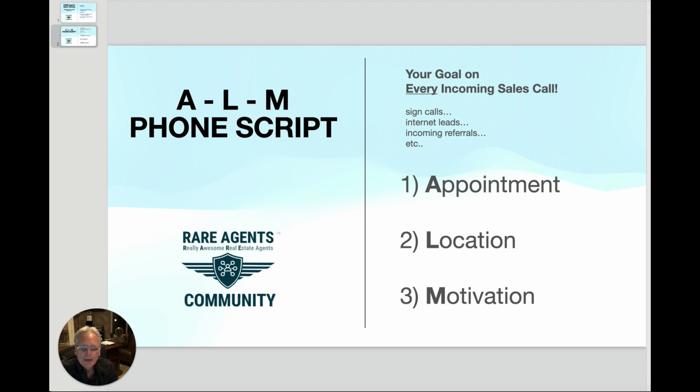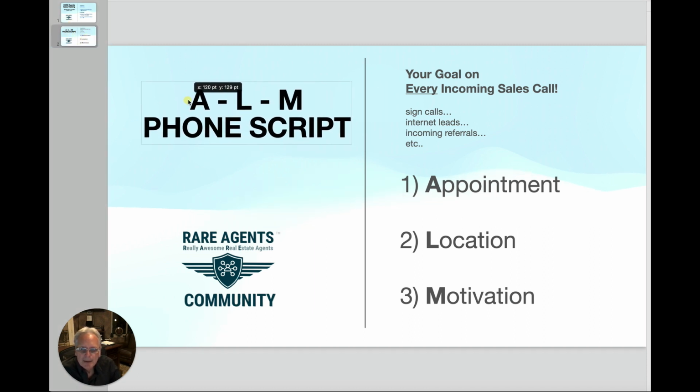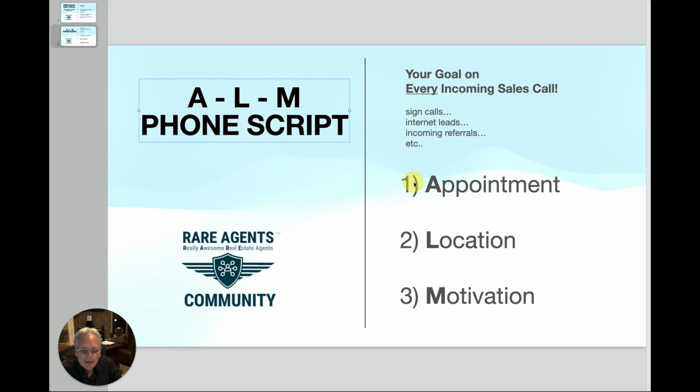And my point in all of this is that the ALM method, the ALM phone script, is a series of questions that you would go through. But the most important question you have is, when do you want to see the home? And your goal here is you want to set an appointment. You want an appointment with this person. You can't sell them the home on the phone. You can't even pick them out of a lineup because you don't know what they look like. You must meet with them. You must get face to face with them. You must get in front of them.